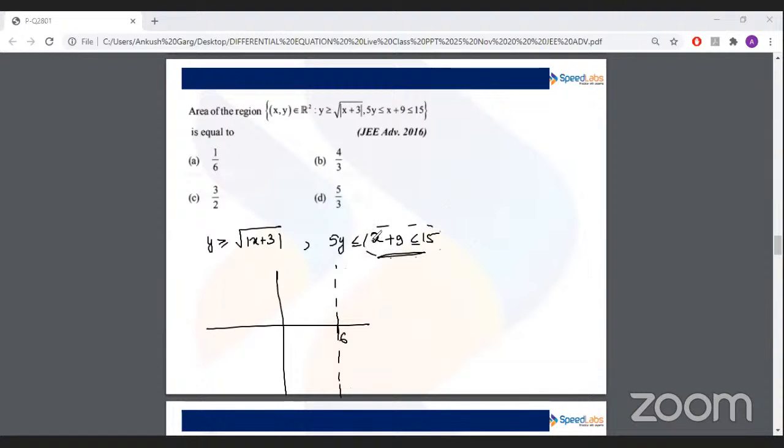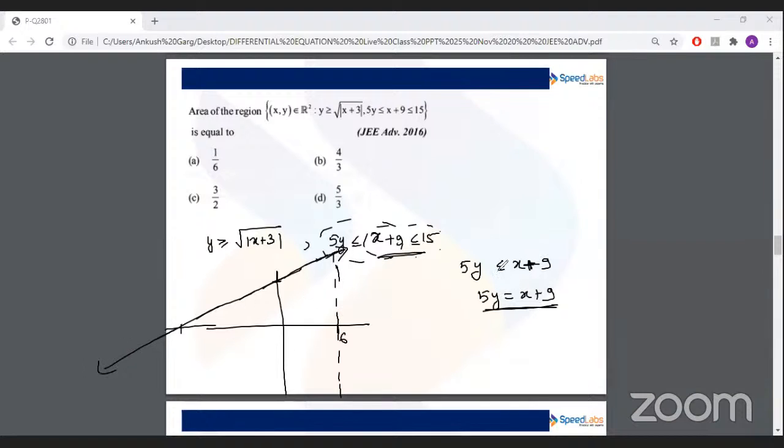Solving this part of the inequality, this is a linear equation, so it will be a straight line: 5y less than or equal to x plus 9. तो पहले तो हम क्या करेंगे, सिंपली इस स्ट्रेट लाइन को ड्रॉ करो. So when x is 0, y is 9 by 5, and when y is 0, x is minus 9, so it will be somewhere over here. So your line will be something like this, right?